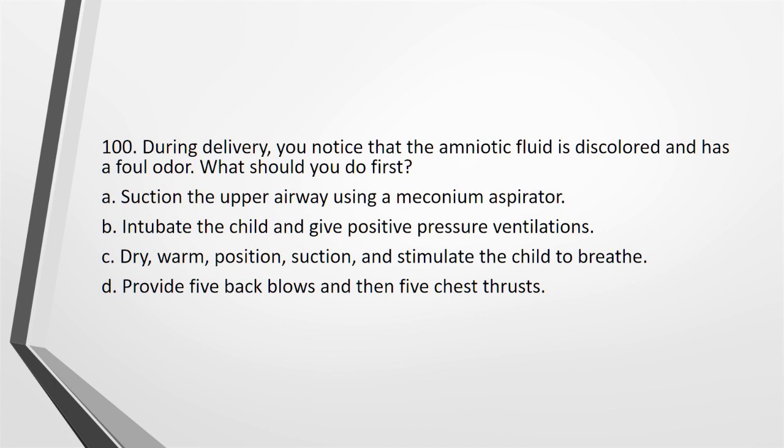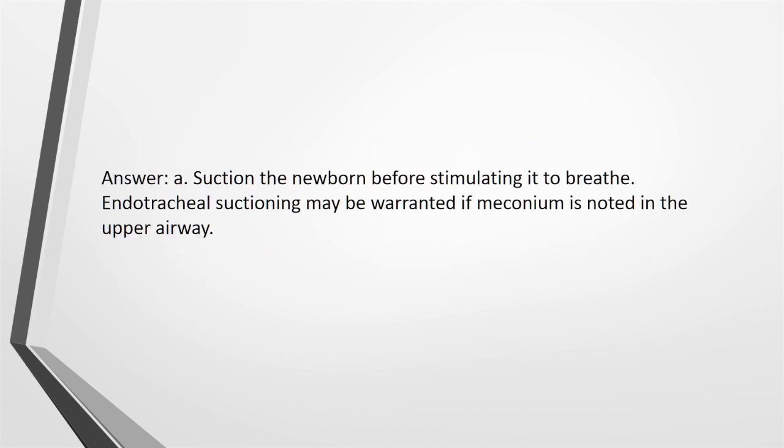100. During delivery, you notice that the amniotic fluid is discolored and has a foul odor. What should you do first? A. Suction the upper airway using a meconium aspirator. B. Intubate the child and give positive pressure ventilations. C. Dry, warm, position, suction, and stimulate the child to breathe. D. Provide 5 back blows and then 5 chest thrusts. Answer. A. Suction the newborn before stimulating it to breathe. Endotracheal suctioning may be warranted if meconium is noted in the upper airway.